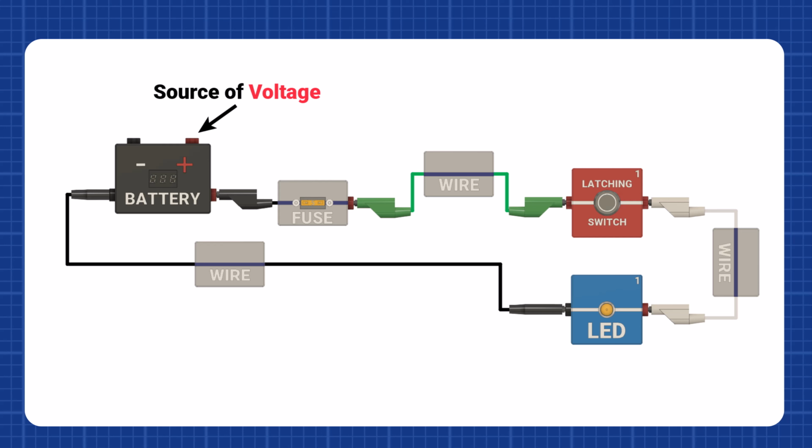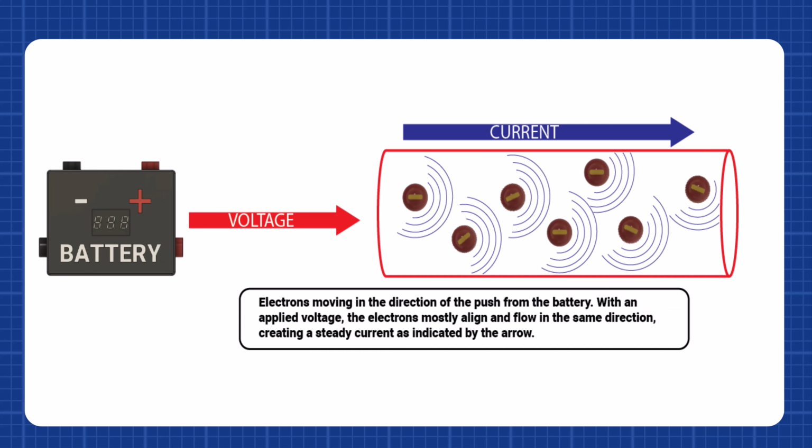Now let's look at the battery as a power source. In this setup, the battery supplies the voltage or electric potential difference that drives electrons through each component of the circuit. This includes elements like the fuse, wires, switch, and LED. The battery acts like a reservoir of potential energy, ready to drive electrons through the circuit once we complete the path by closing the switch.